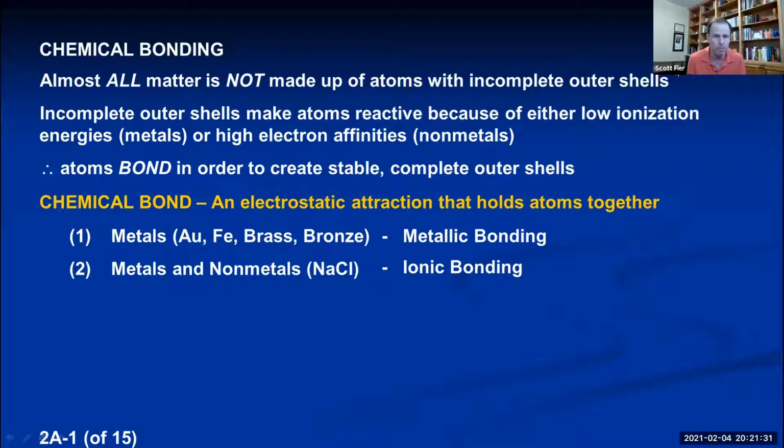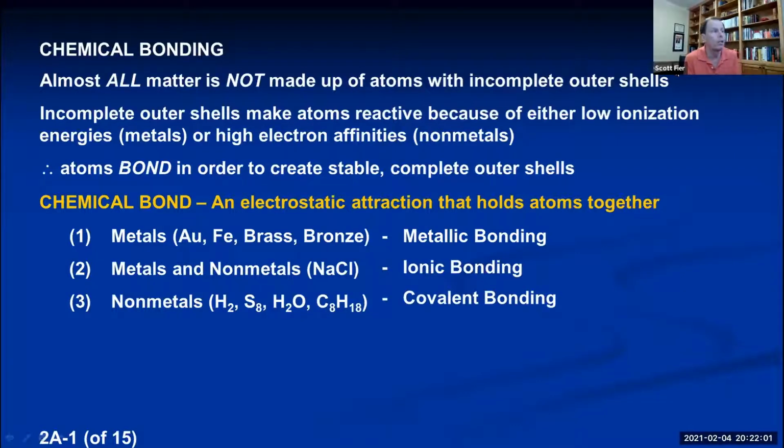We'll discuss that second. And then finally, and this will really be the major thrust of this entire second unit of the semester, we're going to talk about what happens when nonmetal atoms come together. When nonmetal atoms come together, they can form these small little units. H2 means two hydrogen atoms somehow bonded together. S8 is eight sulfur atoms somehow bonded together. H2O is three atoms bonded together. C8H18, 26 atoms somehow bonded together. When nonmetals bond, they undergo a type of bonding called covalent bonding. So we're going to see if we can introduce each of these today, and then starting next week, we'll go into more detail about chemical bonding.